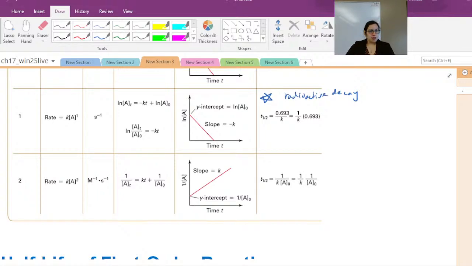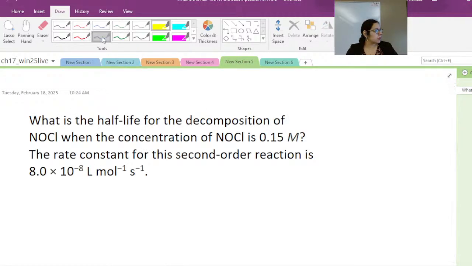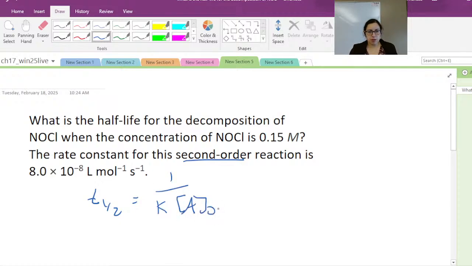So again, make it simple on yourself. Pull out all the pieces. It told us it was second order. It was asking us for half-life. So you can just pull out this equation. We're given the initial concentration there, so that looks pretty nice for this. I'm just going to rewrite that for a second. For our second order, the half-life is 1 over k times our initial concentration.